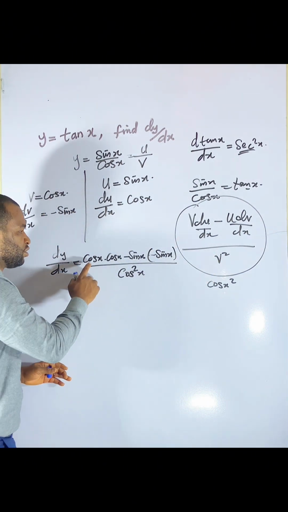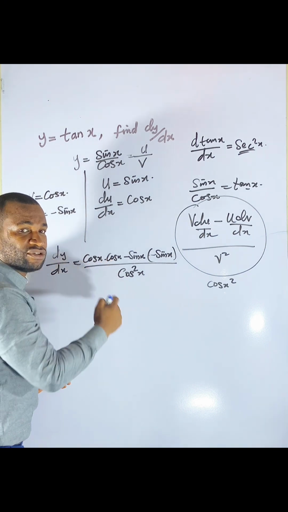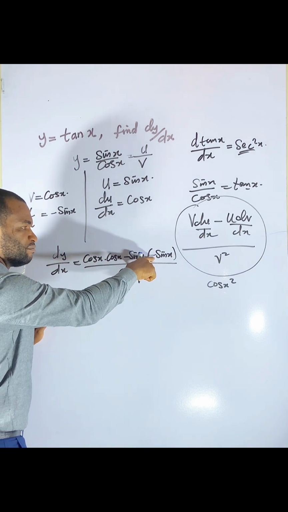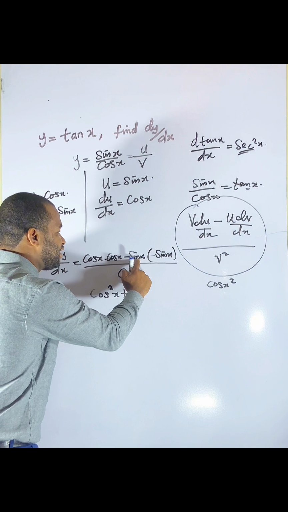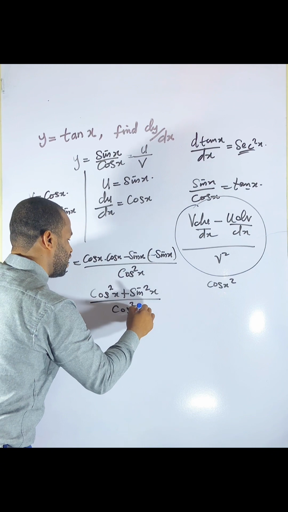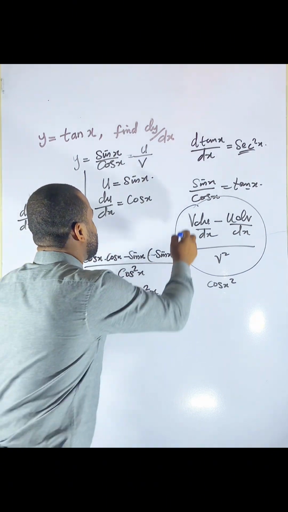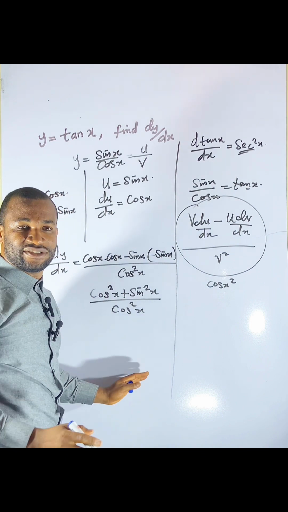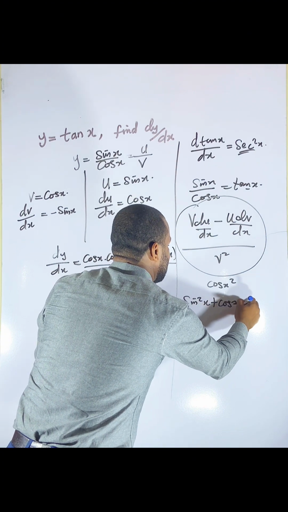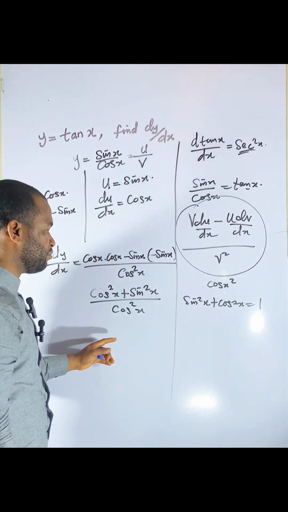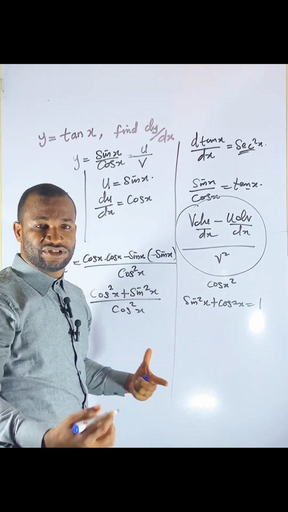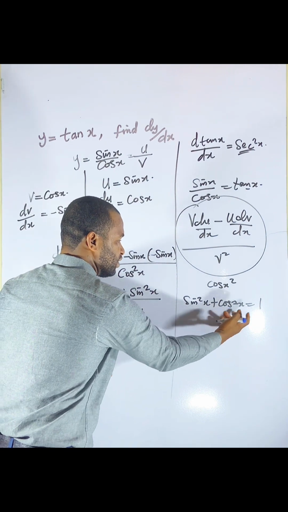The next thing we are going to do is cos x multiplied by cos x is going to be cos square x. Minus times minus is plus. And sine x multiplied by sine x is what? Sine square x, all over cos square x. Now remember, in trigonometric identities, we say that sine square x plus cos square x is equal to 1. Remember, it's commutative. Cos can come first and sine can come first. It doesn't matter which one comes, but the two of them will add together to give you 1.